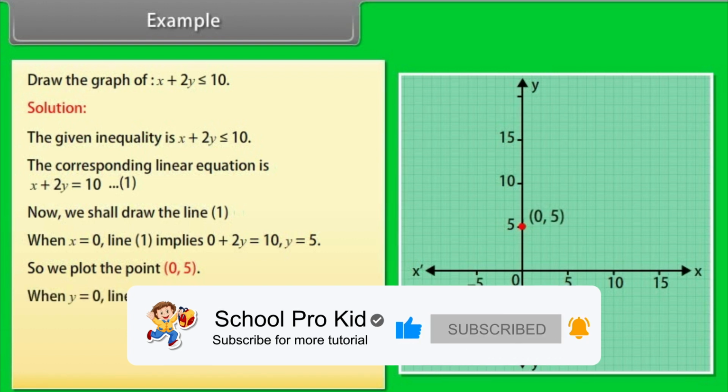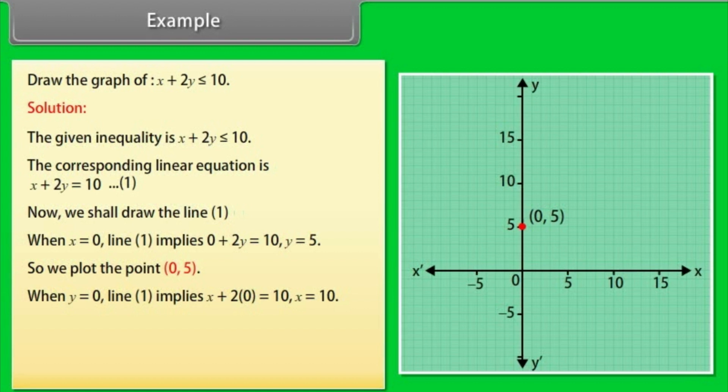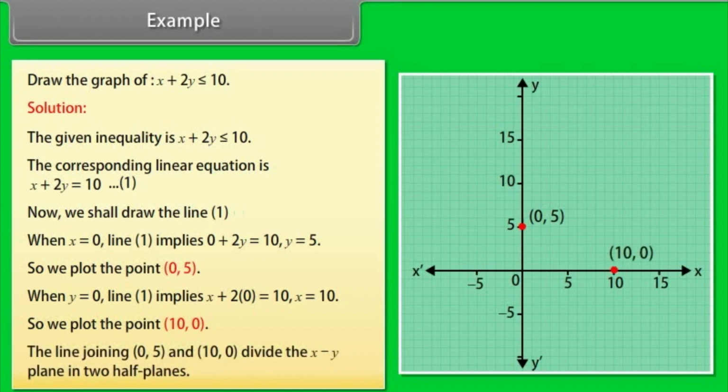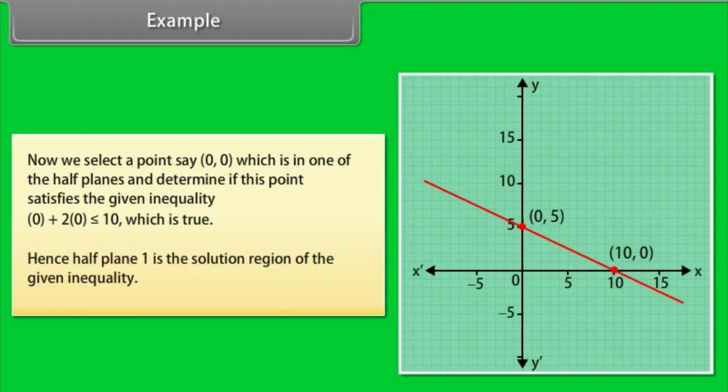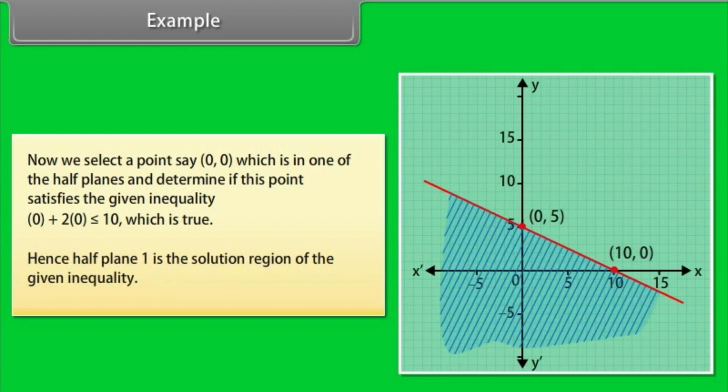When y is equal to 0, line 1 implies x plus 2 into 0 is equal to 10, so x is equal to 10. So we plot the point 10, 0. The line joining 0, 5 and 10, 0 divides the xy plane into 2 half planes. Now we select a point, say 0, 0, which is in one of the half planes, and determine if this point satisfies the given inequality. 0 plus 2 into 0 less than or equal to 10, which is true. Hence, half plane 1 is the solution region of the given inequality.